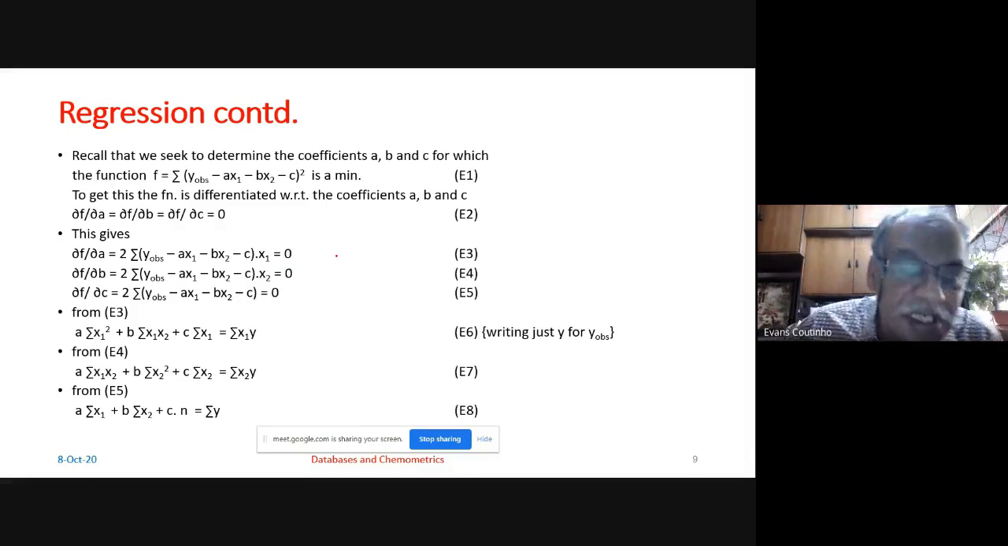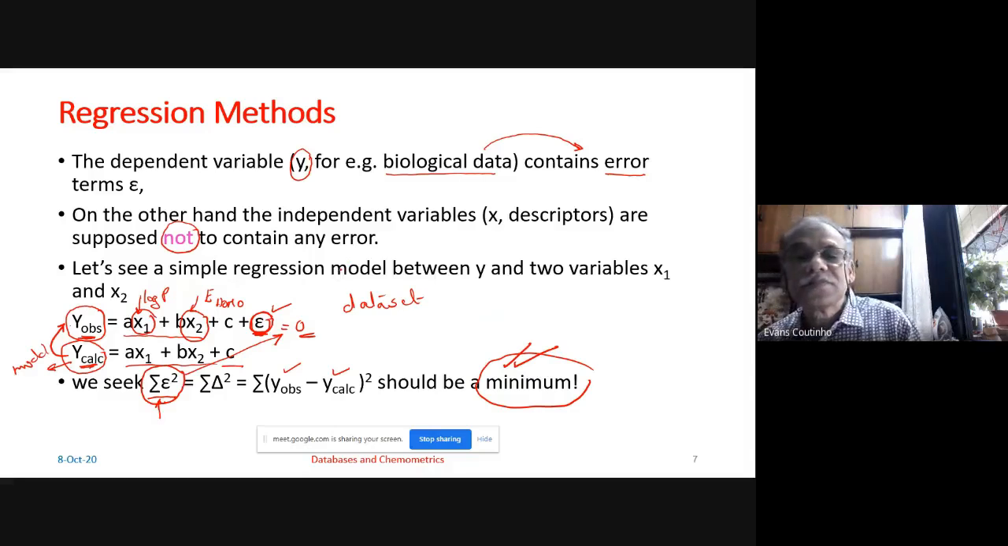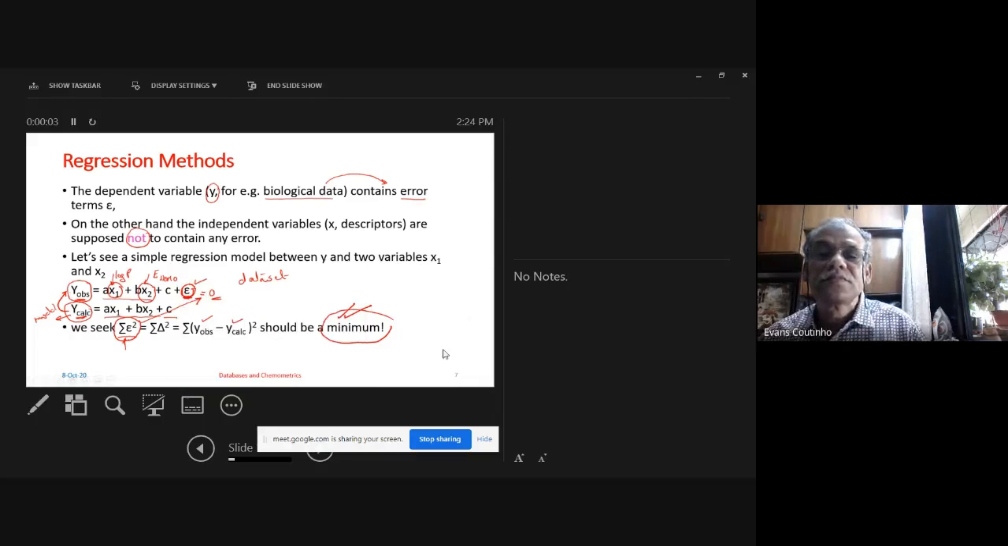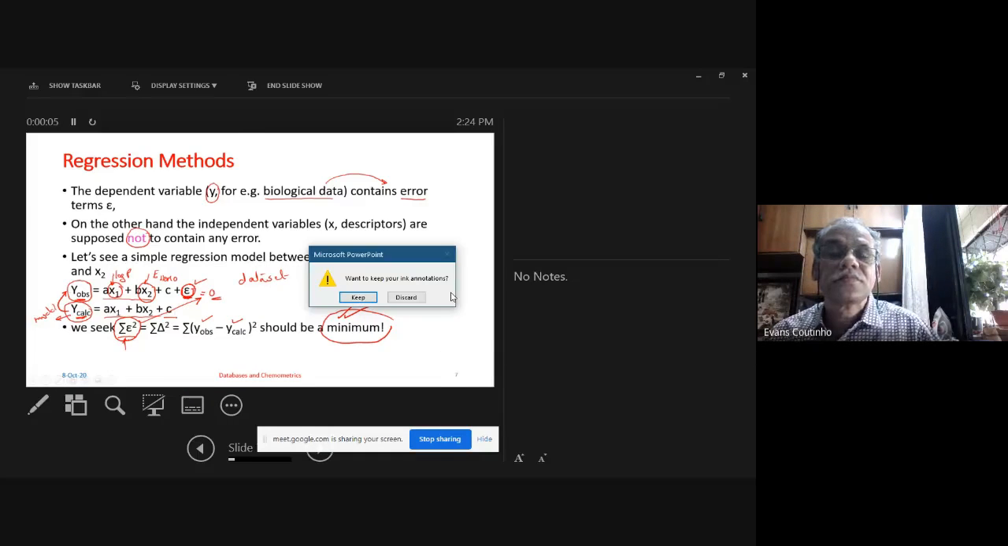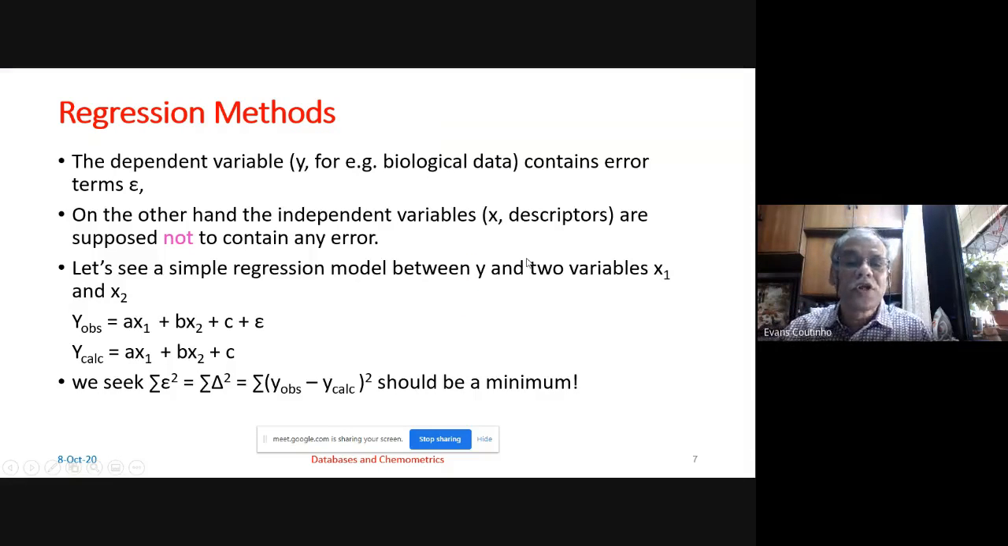Okay, so now I'm going to teach you a little bit of mathematics. So we are going to develop a regression line. What is our regression line? We basically want to develop this equation. So how do we calculate these coefficients A, B, and C such that these coefficients will give us the smallest value of the error?